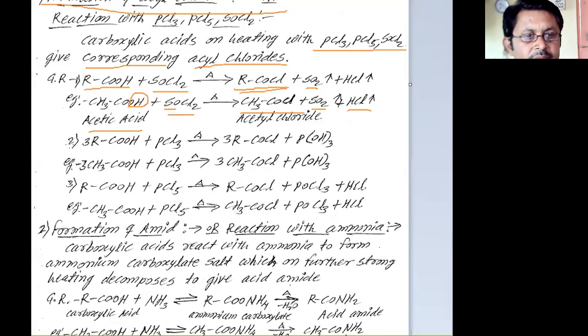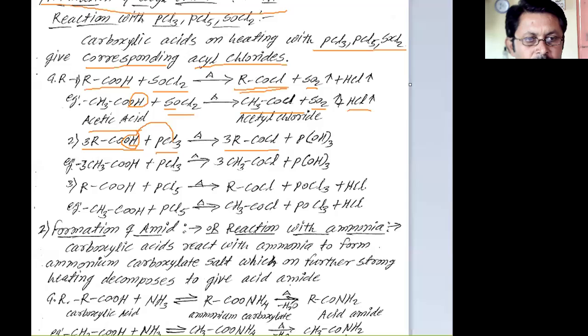Then the second example: three molecules of carboxylic acid treated with PCl3. It is also the replacement of the OH group by a Cl group. Then we get an acyl chloride. Three molecules of carboxylic acid are required to replace three chlorine atoms. These three chlorine atoms are replaced in place of three hydroxyl groups.